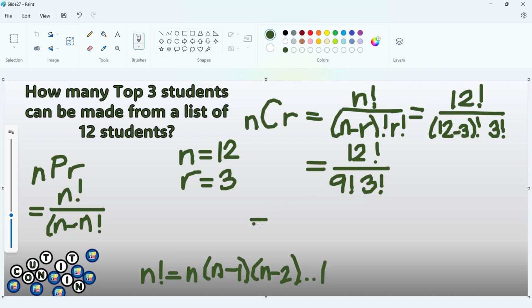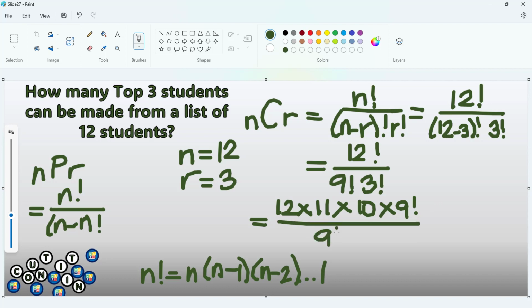In this case, you will have 12 times 11 times 10, and let me just end at 9 factorial. No need to worry about that. Of course, you can rewrite this as 9, 8, 7, 6, 5, 4, 3, 2, 1. I just stopped there because I already have 9 factorial on my denominator. If I extend this to 1, I will need to extend the denominator to 1 as well. Why not stop there so that I could cancel these two? And of course, I still have 3 factorial here.